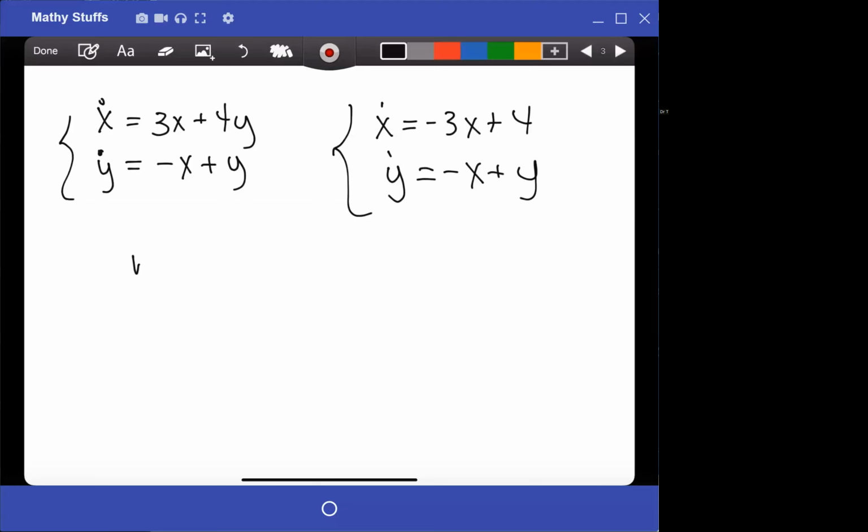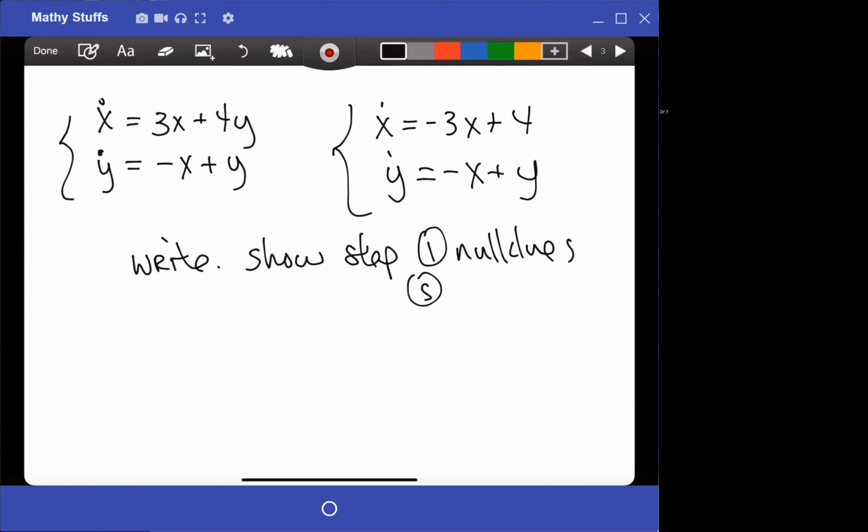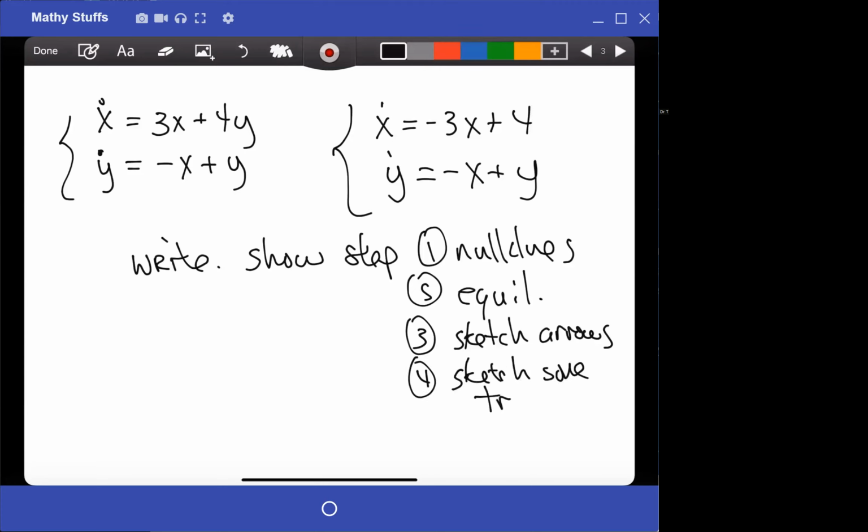But please write up, and I would like you to show these steps. Please show steps. Step 1, like I said, nullclines. Step 2, what is the equilibrium? And show the work for those. Show the work for finding those. Step 3 is sketch the flow, sketch the arrows in the phase plane. And then step 4 is sketch some trajectories. This all has to be done by hand, but totally check yourself on these plots on the plotting app.